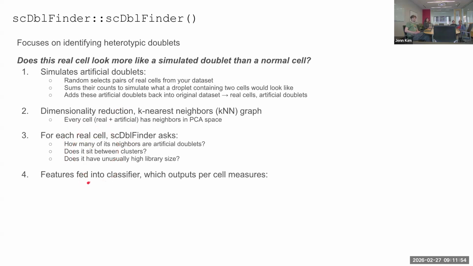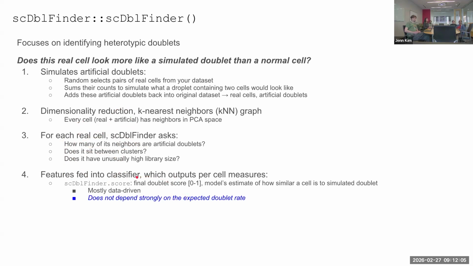These measurements are then fed into a classifier which outputs a few per-cell metrics. I'll just focus on a few here that we assess downstream. This first one is very important: it's the scDblFinder score, which spits out a final doublet score between 0 and 1, which is essentially the model's estimate of how similar a real cell is to a simulated doublet. And this is mostly data-driven and doesn't really depend on any strong assumptions on things like the expected doublet rate.